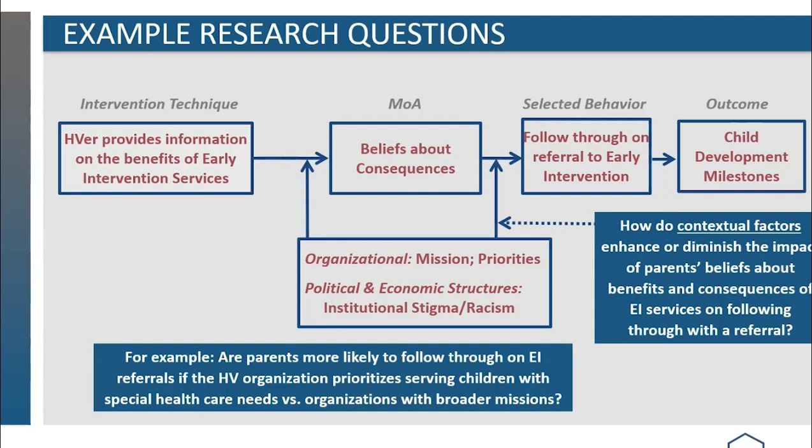So let's get a bit more specific using the example contextual factor of organizational mission and priorities. A research study could ask, are parents more likely to follow through on EI referrals if the home visiting organization prioritizes service to children with special health care needs versus organizations with broader missions? So let's say a home visiting program is housed in an agency whose mission is to support children with developmental delay. And in keeping with that mission, the organization houses an EI program. Organizations with co-located home visiting and EI programs may be more effective at bridging the gap from the belief that EI would be helpful to completing or receiving EI services by making it easier for a family to connect to services or providing a warm handoff between home visitors and the EI practitioner, for example.